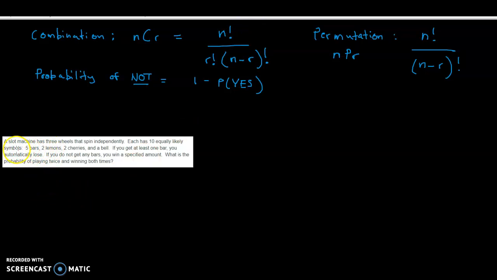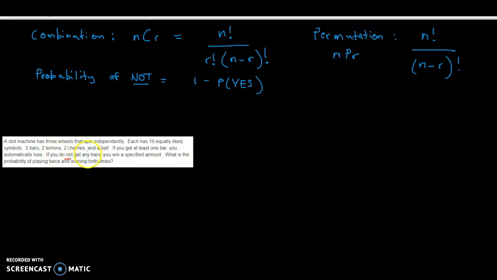For the first one, there are 10 equally likely symbols, 3 wheels, and it says if we get at least 1 bar we automatically lose. If we do not get any bars, we win a specified amount. The question is, what's the probability of playing twice and winning both times? To answer this, first we figure out the probability of winning once, and then if we're going to do it twice, we just multiply those two probabilities together. Okay, so let's figure this out.